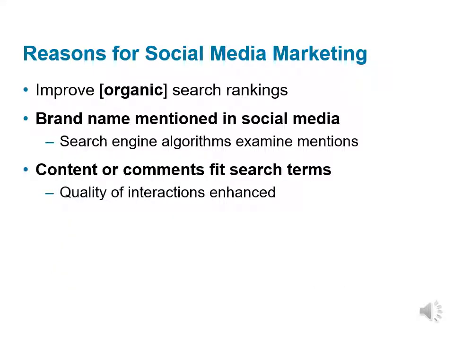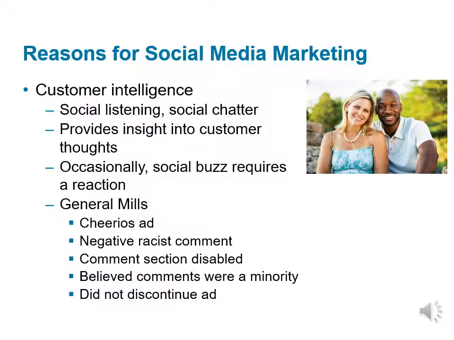Social media can boost organic search rankings in two ways: 1. Brand name mentions in social media, and 2. Content or comments in social media that fit search terms. In the first case, search engine algorithms examine brand mentions in social media as part of determining search rankings. In the second case, the quality of search results is enhanced if the comment or content fits the search terms.